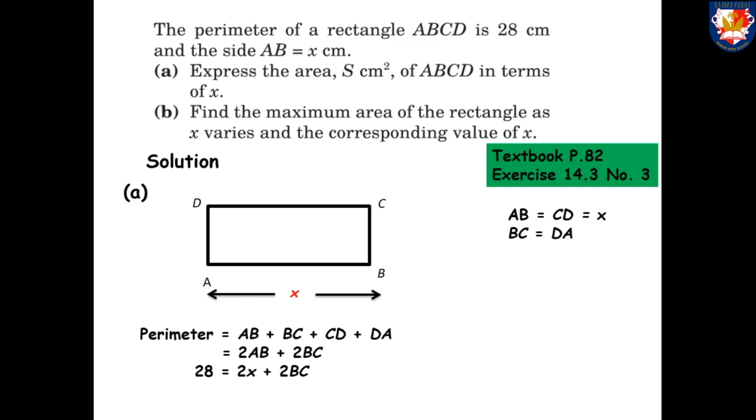We can say that the perimeter equals 2AB plus 2BC, and based on the question we substitute the perimeter 28, so 28 equals 2x plus 2BC. From here, when we divide this equation by 2, we obtain 14 equals x plus BC. From here, we have BC equals 14 minus x, which is the width of the rectangle.